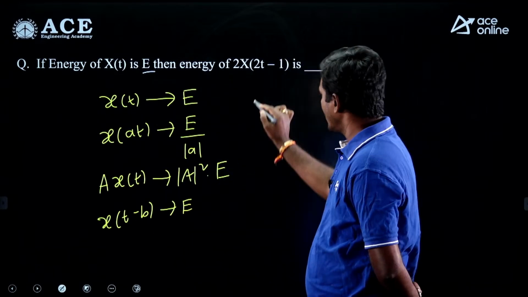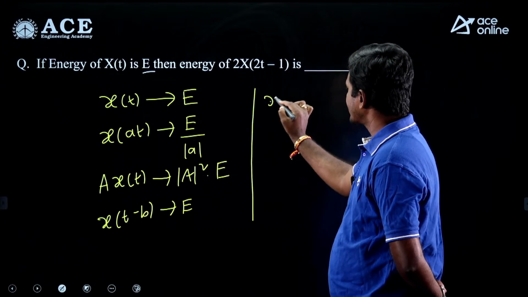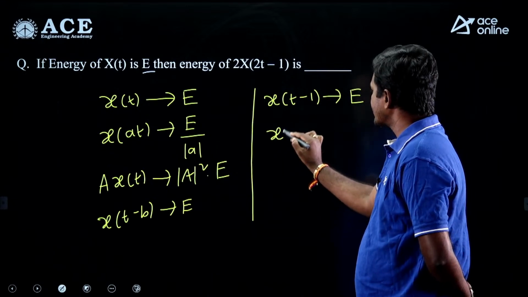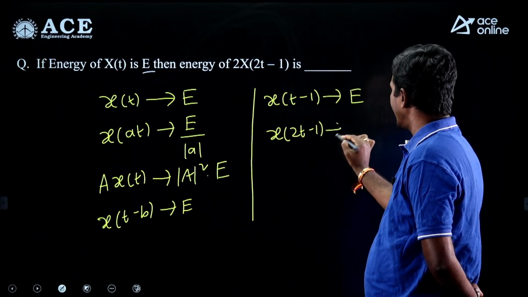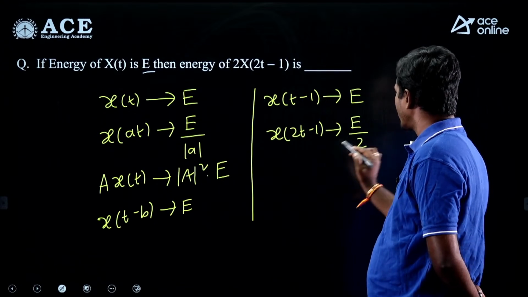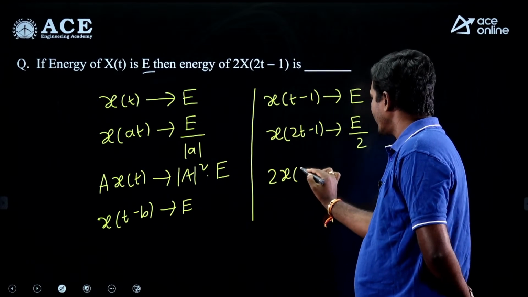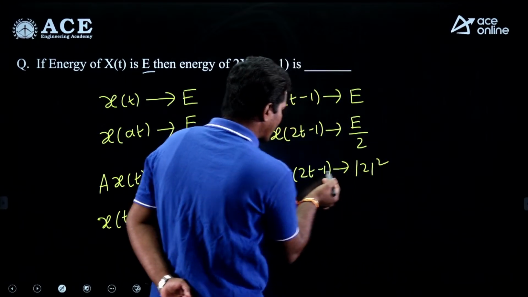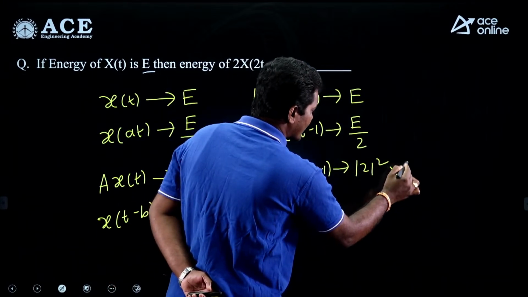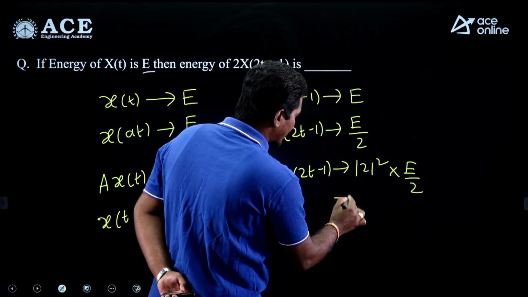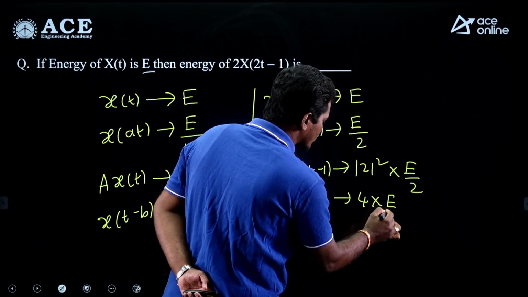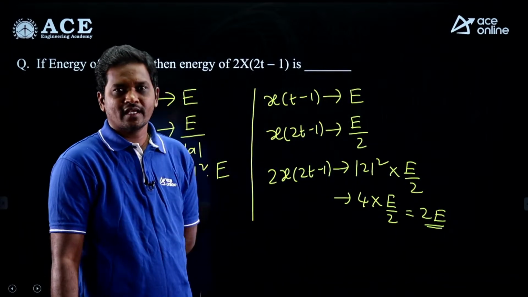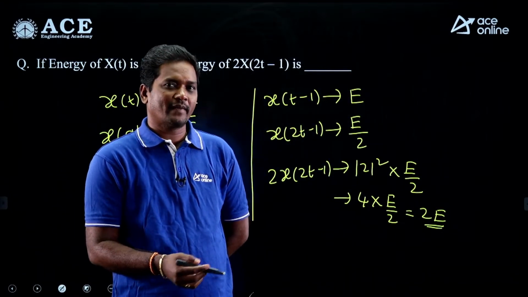E only. So, based on this logic, x of t minus 1 energy is E only. x of 2t minus 1 energy is E by mod 2, which means E by 2. 2 into x of 2t minus 1 energy is mod 2 whole square times that. What is the energy of x of 2t minus 1? E by 2. So the energy is 4 into E by 2, which is 2E. So the energy of the signal is 2E. And the remaining questions will be covered by my colleague Aditya.